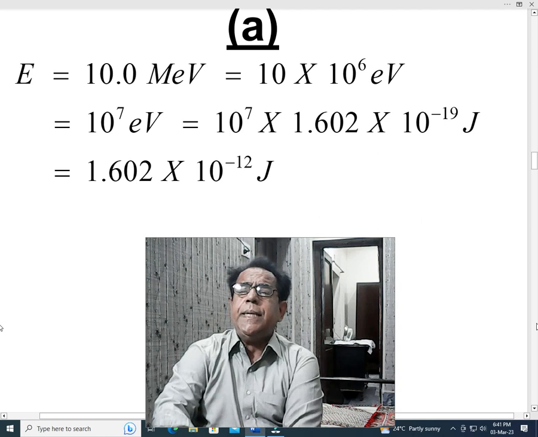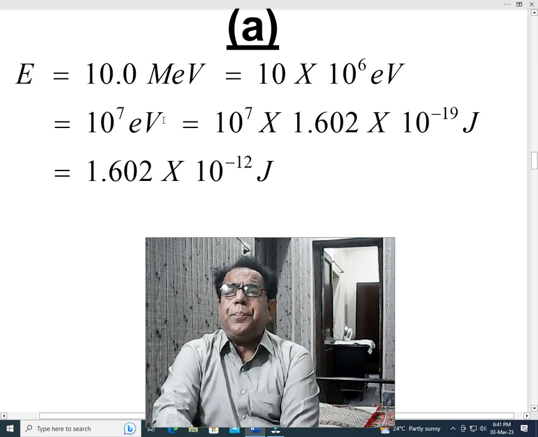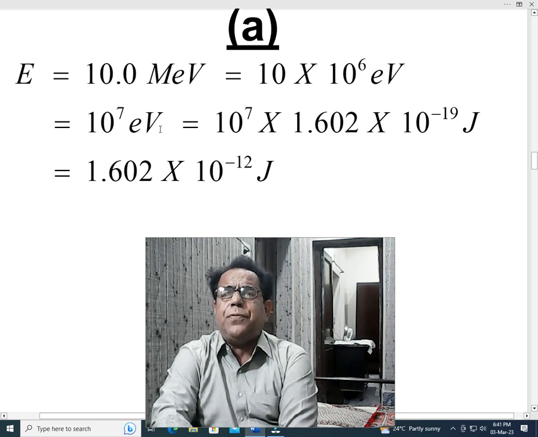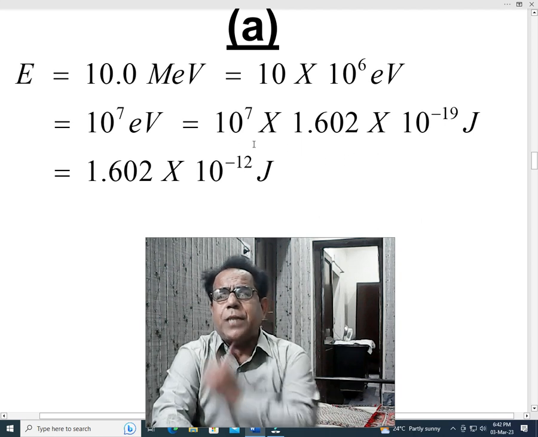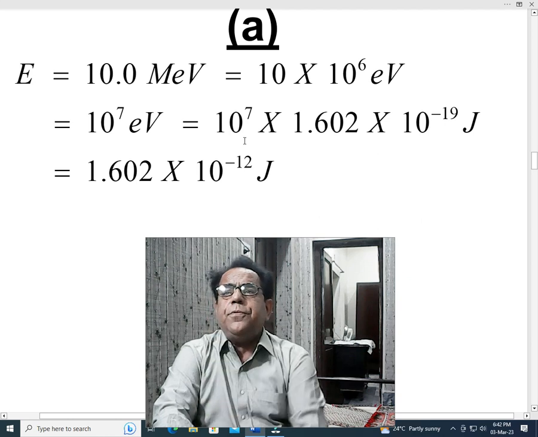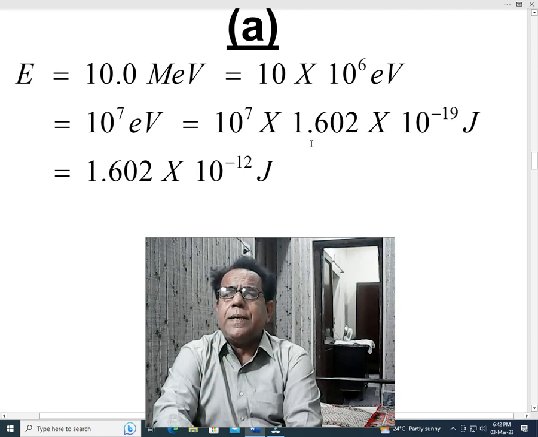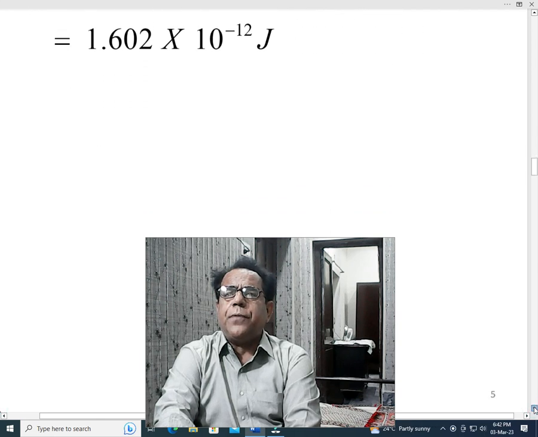Here one of the values to be calculated has been found, in terms of electron volt. Next we use the conversion factor, which is given in the table of conversion factors, and the energy becomes equal to 1.602 × 10^-12 joule. Okay, now we move forward.